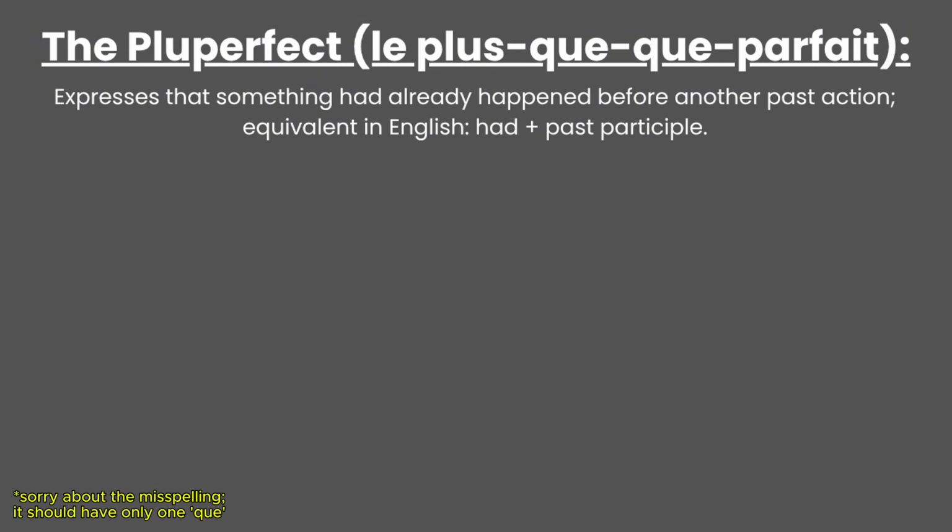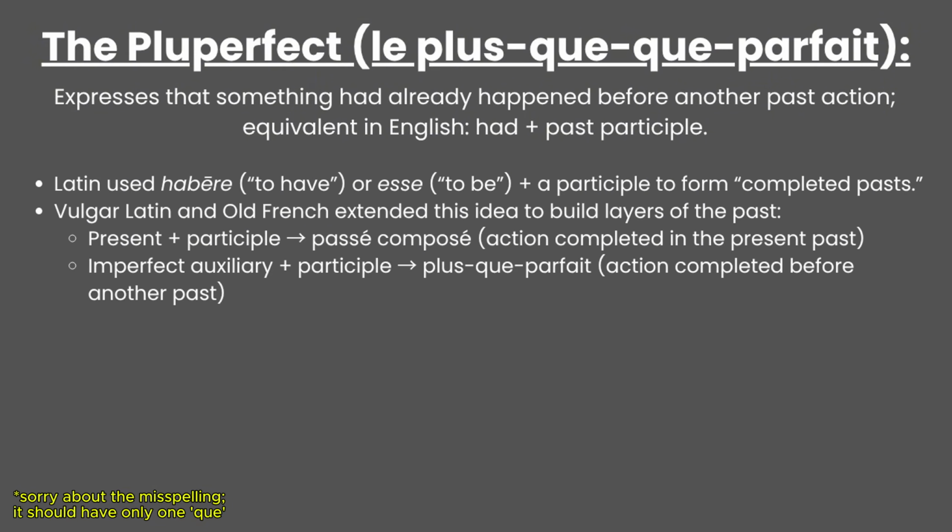The pluperfect came from Latin periphrastic forms, where later Vulgar Latin and Old French extended the idea to build layers of the past. If the compound past uses the present tense of an auxiliary verb, avoir or être, plus a participle, the pluperfect has the same pattern, only using an imperfect auxiliary.